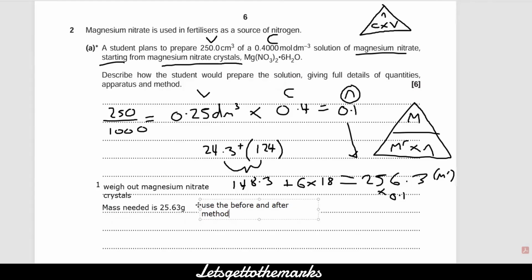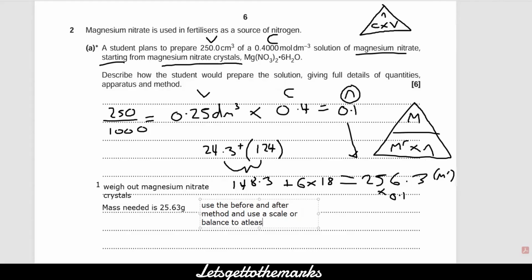So what I mean by that, you're going to weigh the weighing boat and the crystals, subtract to find out how much you've got, and then you're going to do that until you get 25.63 on there.